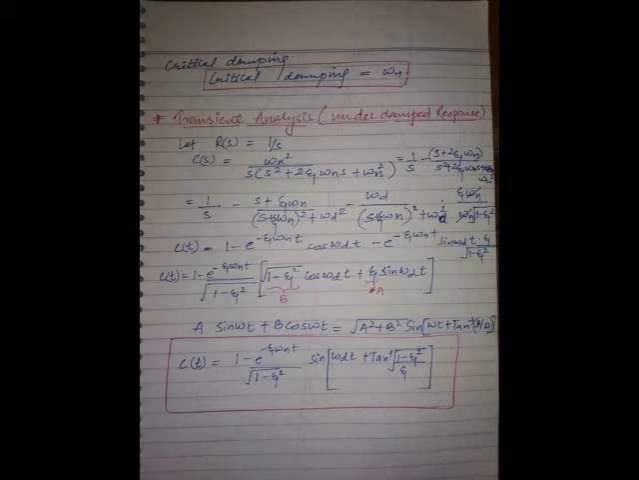So in this response, if you observe, this is the steady state value 1, and this is the nature of response for transient state, e power minus at sin bt. So the underdamped response is reaching the steady state of 1 in the form of e power minus at sin bt.